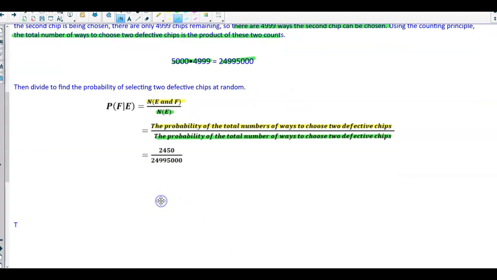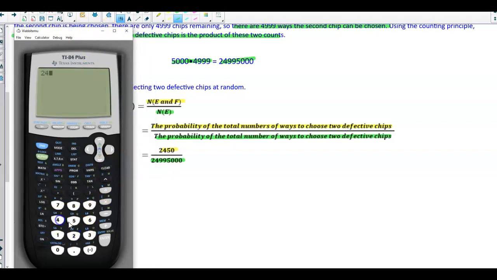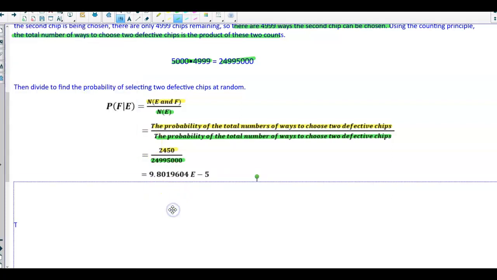So we're going to take those two amounts, 2,450 divided by 24,995,000. Let's see what happens when we do that on our calculator. If we take 2,450 and divide it by 24,995,000, then we get this following number here. Now what does that mean? Well, this is a number in scientific notation, and what this tells us is the following.